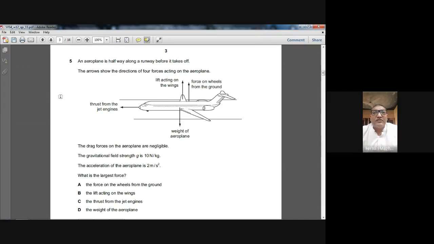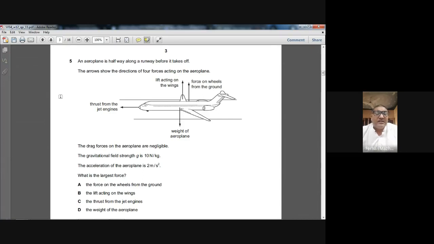The force on the wheels from the ground, that is the reaction force. The lift acting on the wings, and the thrust from the jet engines, and the weight of the aeroplane. So you see, the aeroplane is accelerating, so the forward thrust is more than the frictional forces which are acting backward.